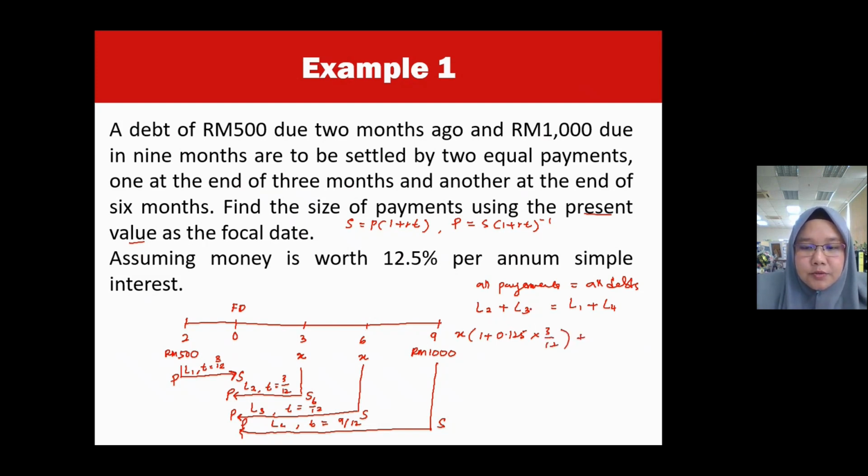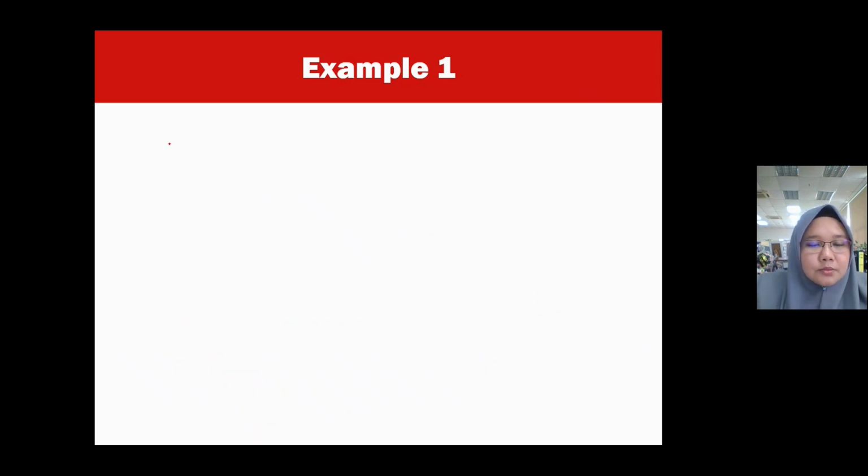And then we add line 3. So where is line 3? Line 3 is here. We want to find P, so we use the same formula. What is S? S is also X. So X(1 + 0.125 multiplied by T), where T is 6 over 12. Okay, then it is equal to line 1. Okay, I will move to the next slide. I will write it down again.